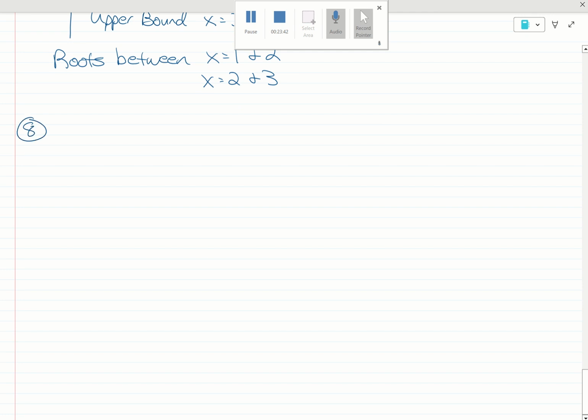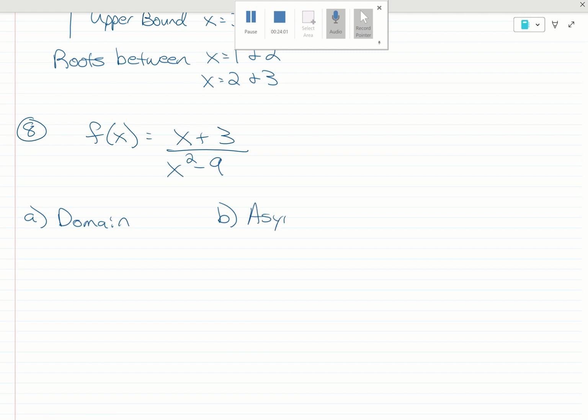Moving on to number 8, we have the function f of x is equal to x plus 3 over x squared minus 9. And the question's asking us to find the domain, the asymptotes, the intercepts, and then we're also going to graph it.